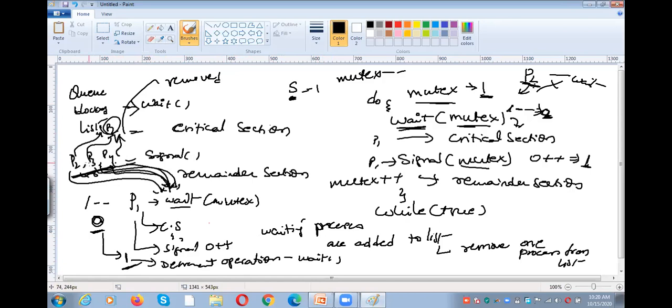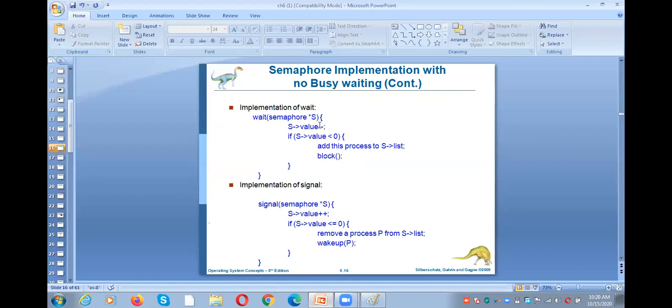Whenever the processes are waiting, unable to perform the wait operation, then those are added to the list. Whenever the signal operation is done by the process which is coming out of the critical section, automatically one process will be removed from the list so that it can perform the wait operation now, and then it can enter the critical section. Likewise, all the processes which are unable to perform the wait operation will be added to the list. This is the wait of semaphore.